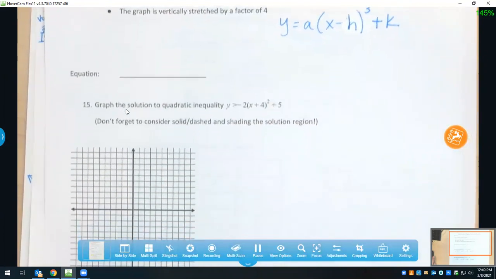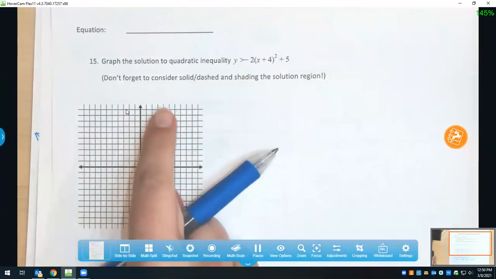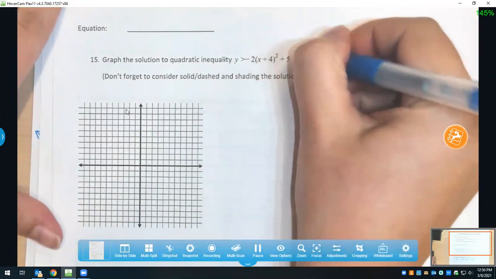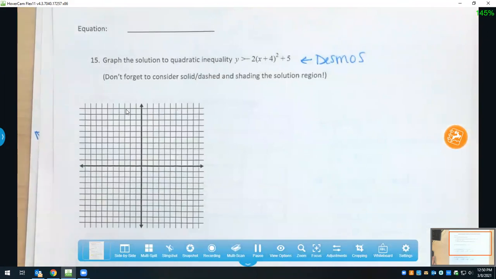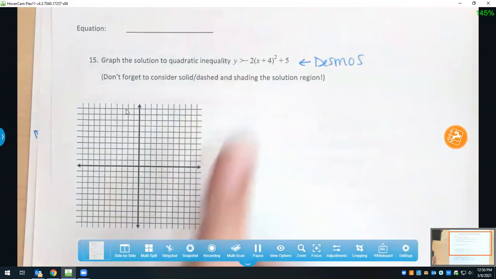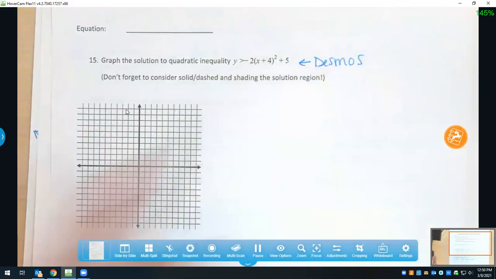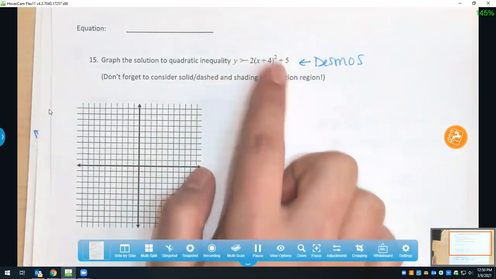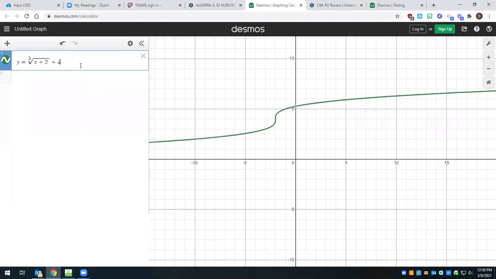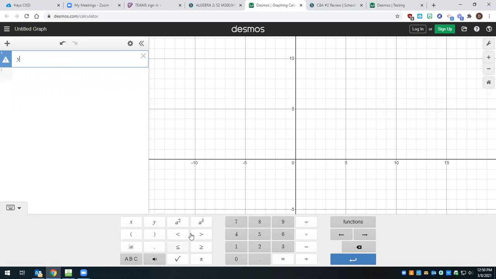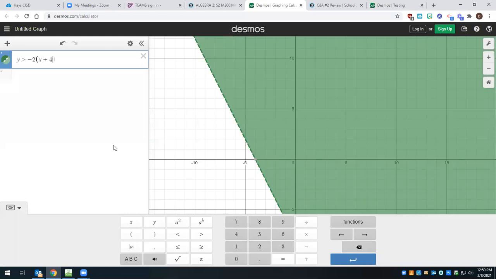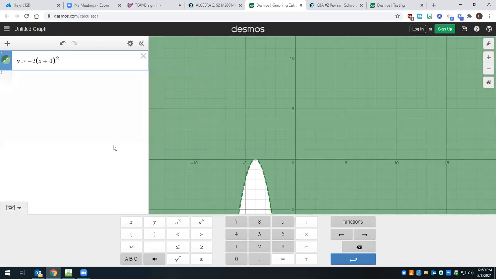The last one I'm going to do with you guys before I post the key, the last one we'll do together, is number 15. This should just be a Desmos. If you go to the full feature Desmos, not the star one, so the one that has the little black banner at the top, it'll do that inequality stuff for us. So we can go in and just take this out. And you see your inequalities are here. So y is greater than negative 2, parenthesis x plus 4, close parenthesis, squared, and then plus 5.